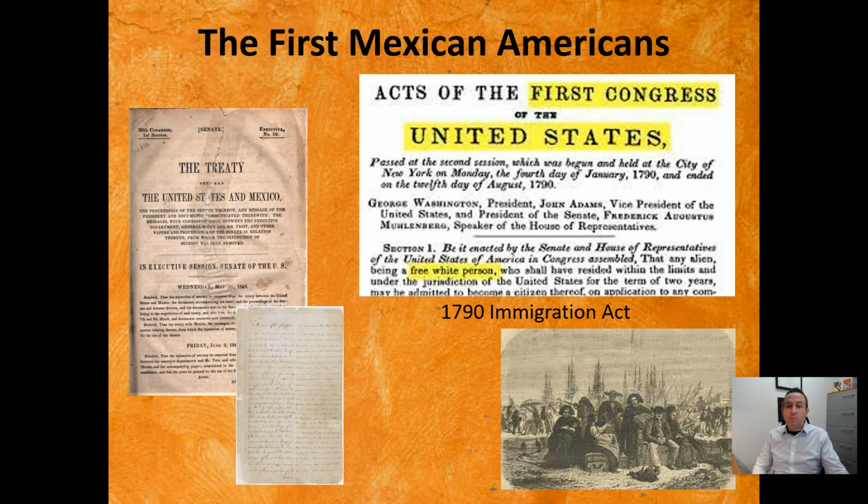And then Thomas Jefferson would pull it back to 5 years in 1802. But while the residency requirement does change throughout the years, and they would later drop the land-owning requirement, the one thing that remained the same from 1790 to post-Civil War is that you must be a free white person. But that begs the question, how do you define a white person? What is white? What is whiteness? Who is white?